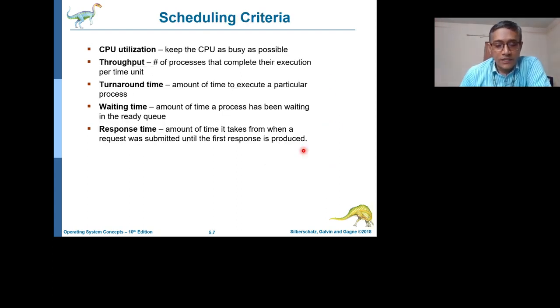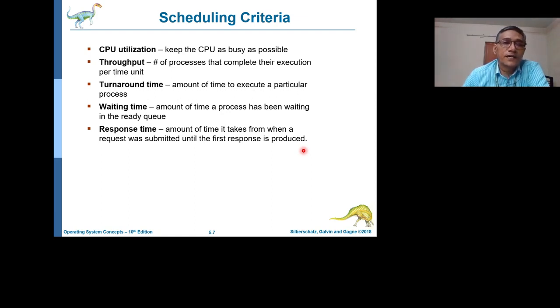Now the CPU scheduler has basic criteria with which the algorithm should be designed. There are four typical scheduling criteria. The first one is CPU utilization: keep the CPU as busy as possible always. Throughput: the number of processes that complete their execution per unit time.